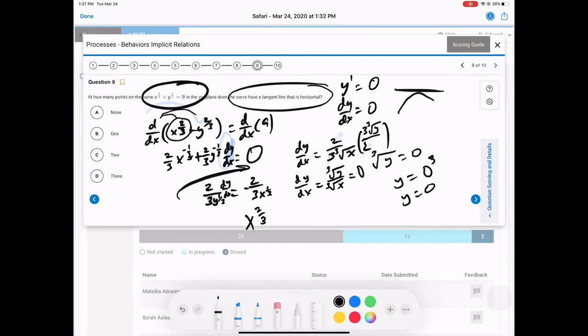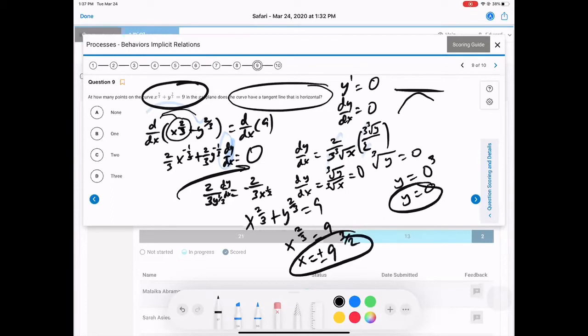Now, if I go ahead and plug this back into the problem, x to the 2/3 plus y to the 2/3 equals 9. And we said y was 0, so x to the 2/3 equals 9. So x is equal to 9 to the 3/2. And in this case, I did a square root, so we need plus and minus. So I'm looking at 2 possibilities here. Just real quick, the square root of 9 is 3. 3 cubed is 27. So I'm saying plus and minus 27.